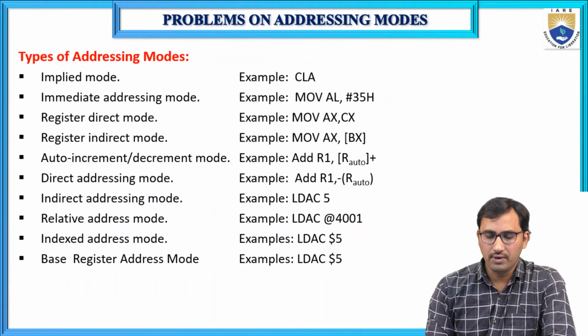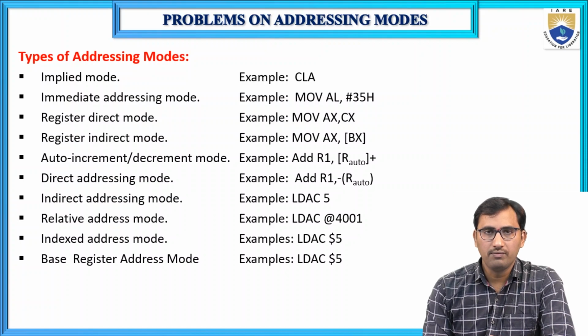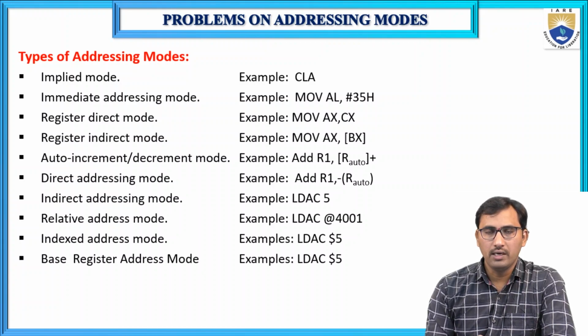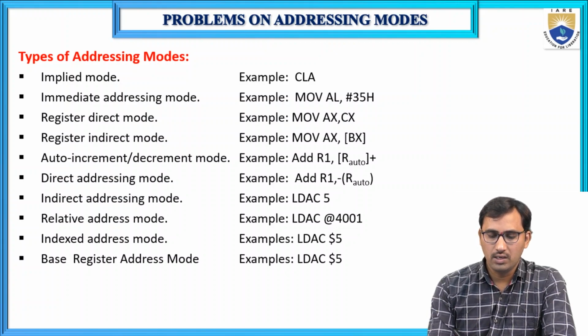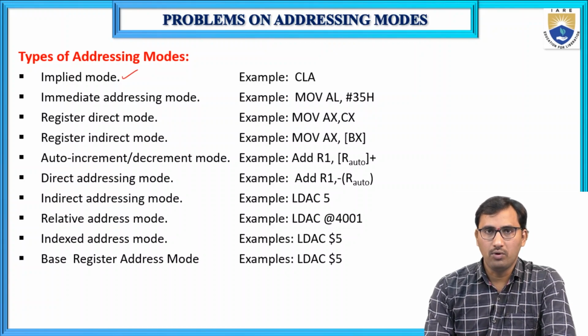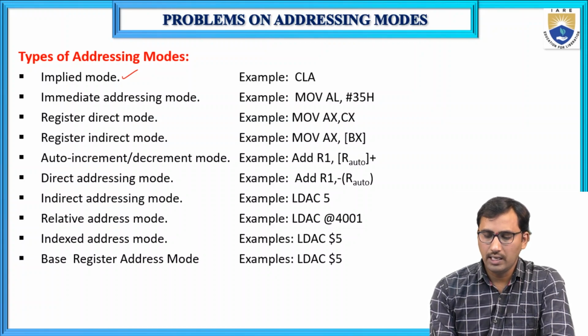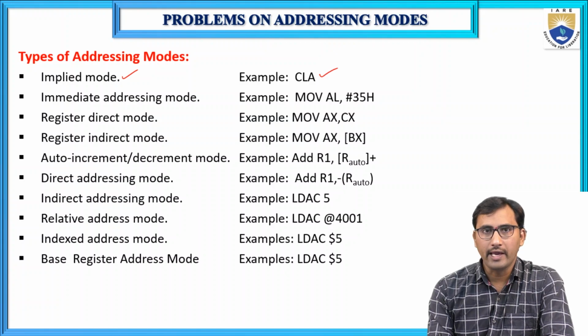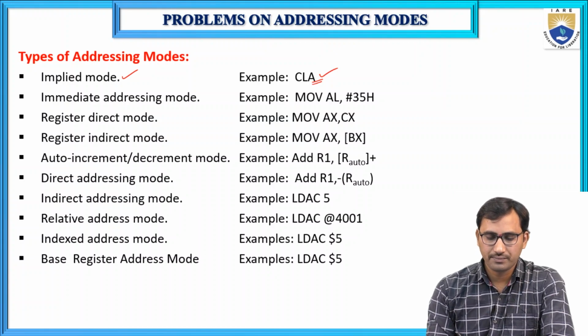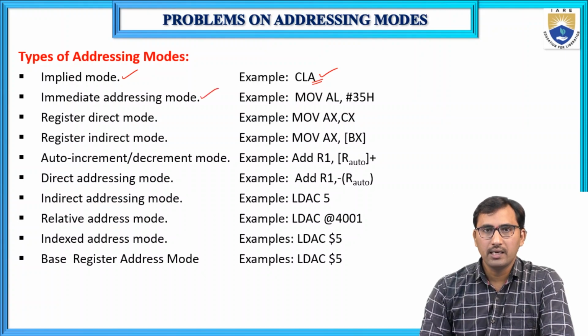And coming to the types of addressing modes. Just before, we have seen the definition of addressing mode. Addressing mode refers to the manner in which the operand of the instruction is specified. First one is the implied addressing mode. In implied addressing mode, the operand is specified as part of the instruction. Example, CLA, clear accumulator. That means the operand is stored in the accumulator and that accumulator is part of the instruction.